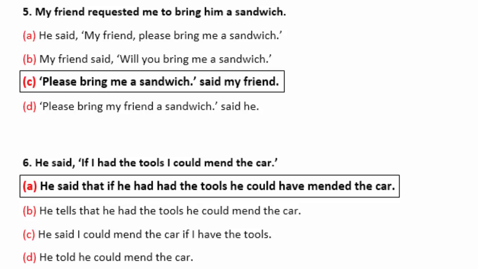Sentence number 6. He said, if I had the tools, I could mend the car. Option number A is correct. He says that if he had the tools, he would have mended the car. When we say, if I had the tools, so this is past simple. Past simple goes to past perfect. If he had the tools.